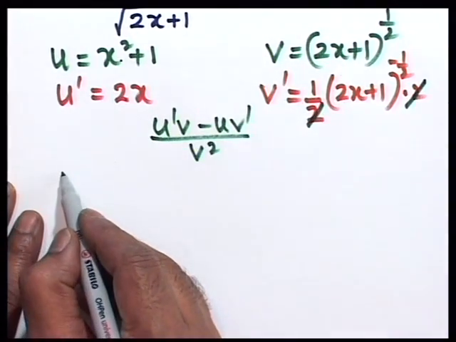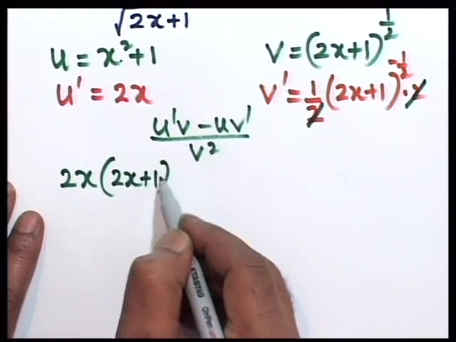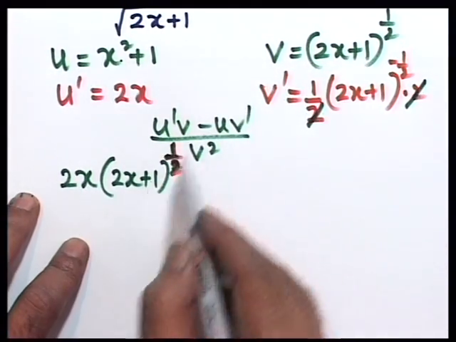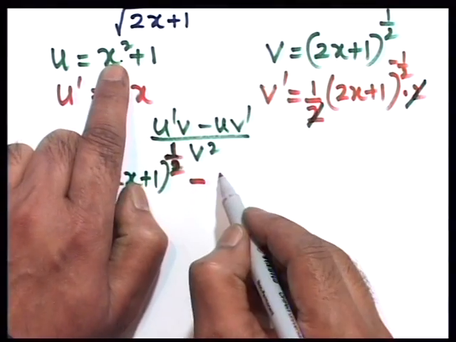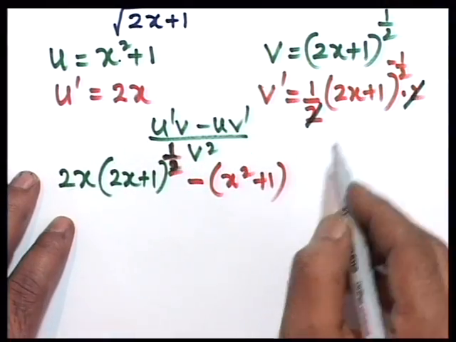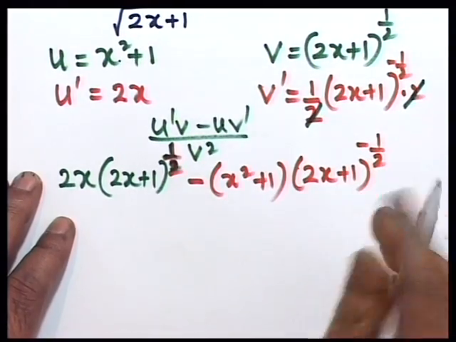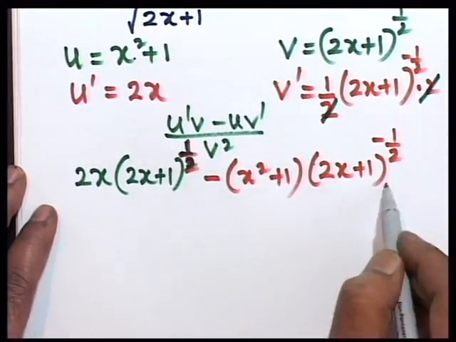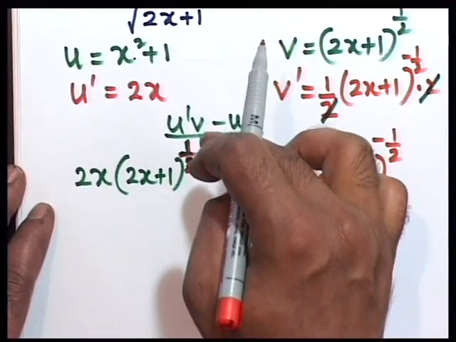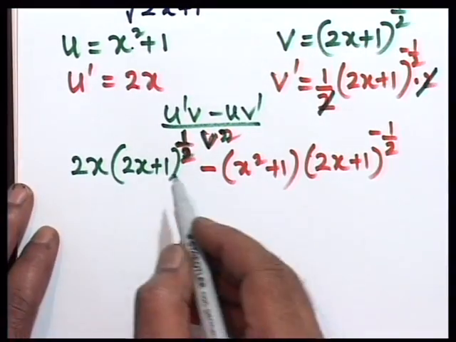U dash is this and v is that. So let's write 2x bracket, that's 2x plus 1 to the power half. Use the red there, that's a half, please. So u dash v minus uv dash, u is x square plus 1 inside the bracket, v dash is that. Once again, it's 2x plus 1 to the power minus half, please. Very important. Then divided by v square. I tell you what, leave the v square until the last step and put that back because we have no space here.